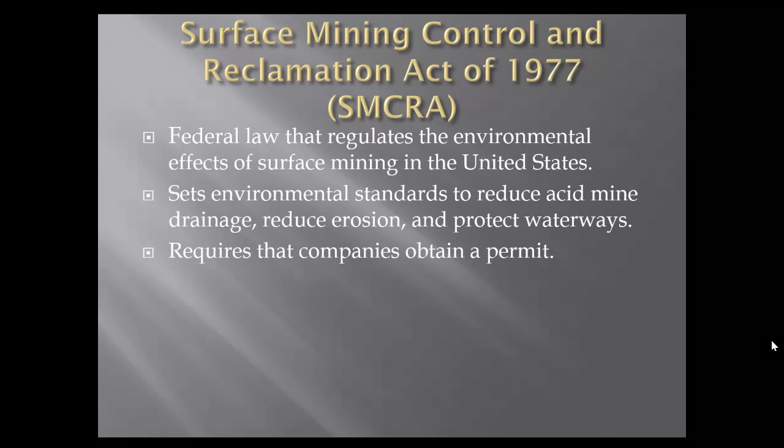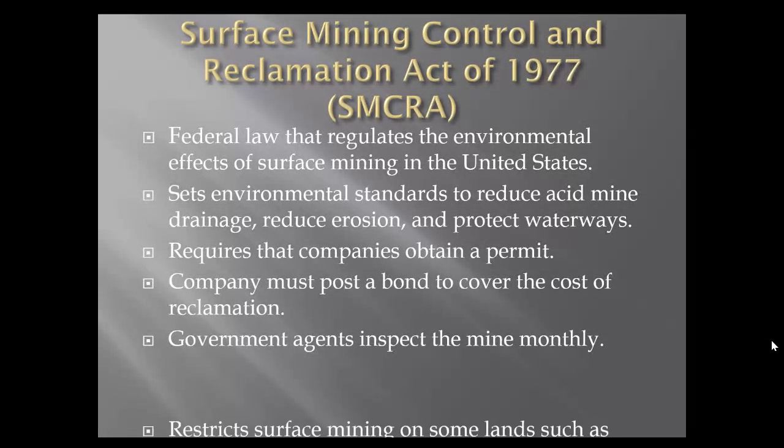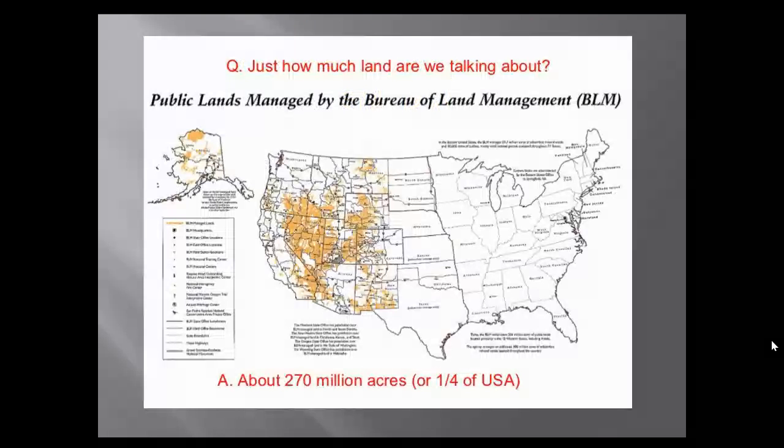So it does require that companies obtain a permit in order to mine, and they must post a bond. So that's money that they put into an account with the US government, and it's supposed to cover the cost of reclamation, so fixing the land after they're done with the mining. And then a government agent will come in once a month to inspect the mine. And it does restrict some surface mining on certain lands. So they can't mine in the national parks and wilderness areas, but other public lands are still open for mining.